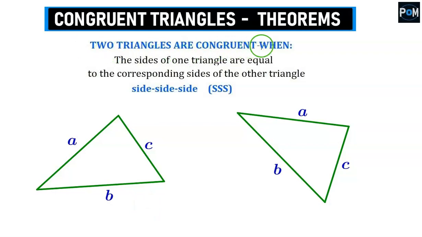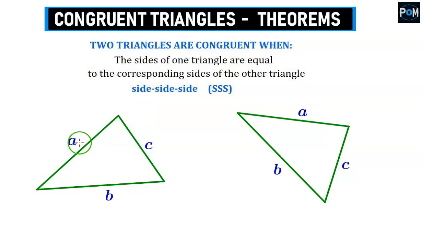Two triangles are congruent if the sides of one triangle are equal to the corresponding sides of the other triangle. This theorem is called side-side-side, in short SSS. This is the simplest theorem of triangle congruence. Two triangles are congruent if they have the same sides.